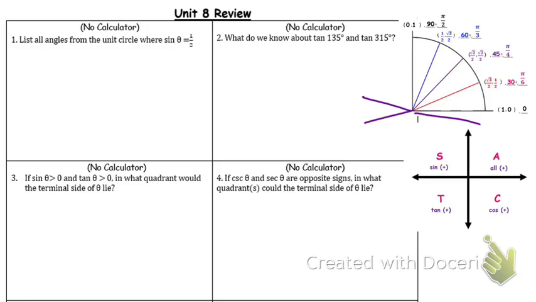So we want to trace this back down to that first quadrant. Because this says it's positive 1/2, we're going to strictly be at 30 degrees and 150 degrees. Or we can also say that is pi over 6 radians, and what is that? 5 pi over 6.